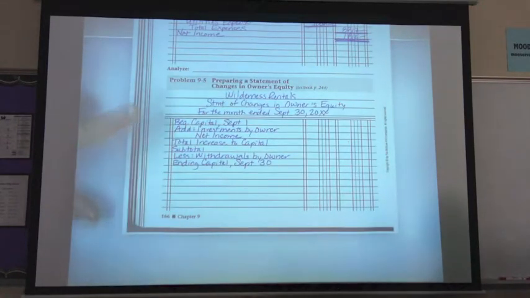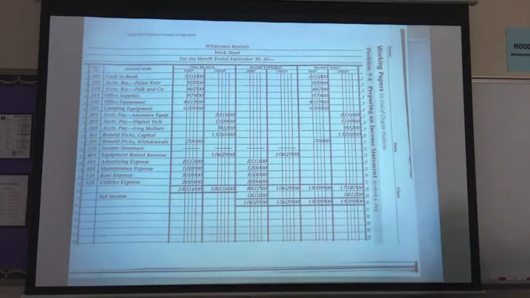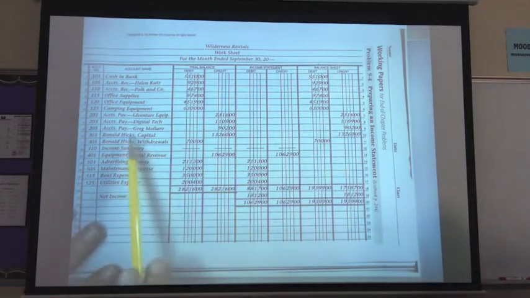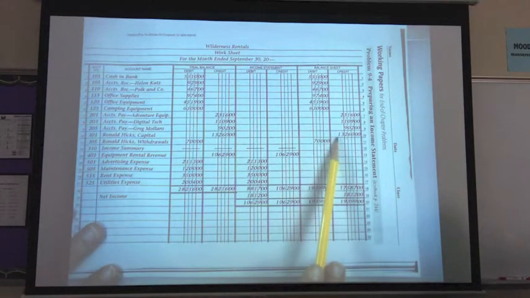If you don't have all the lines written, just momentarily stop the video until you're done. Now we're going to start filling in the numbers. How are we going to get our beginning capital? Well, we're going to go over here to Ronald Hicks Capital, and remember this is a reflection of the beginning capital and any investments. Well, he made an investment of $500. That's what our instructions said.